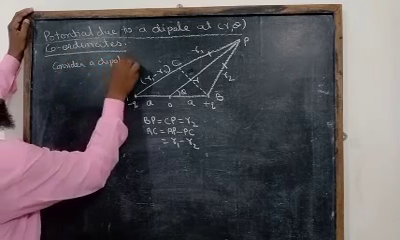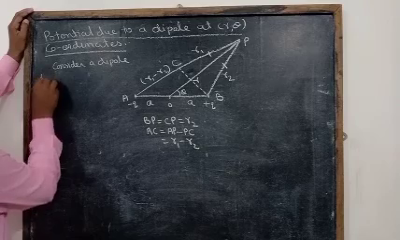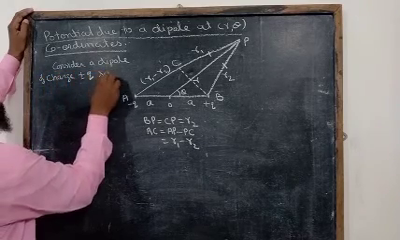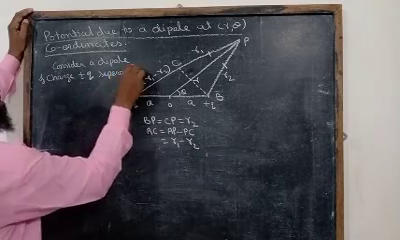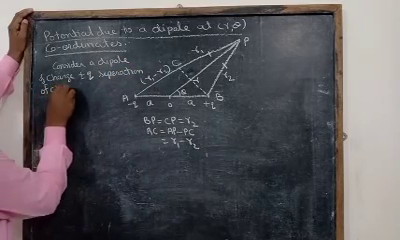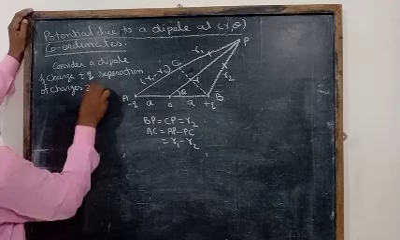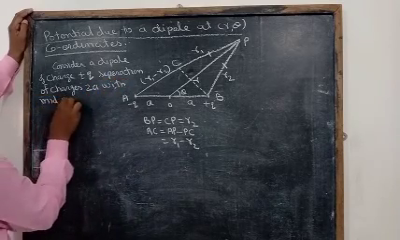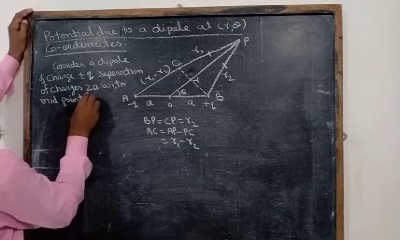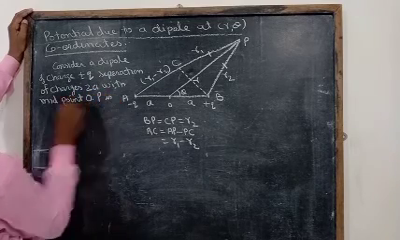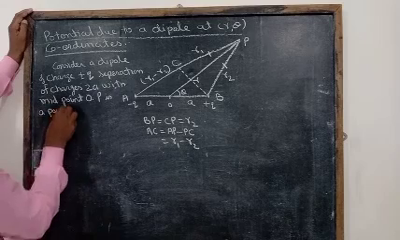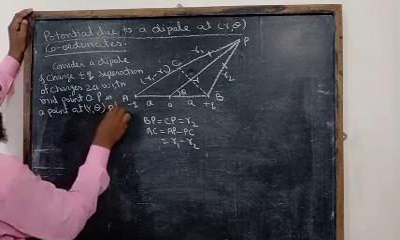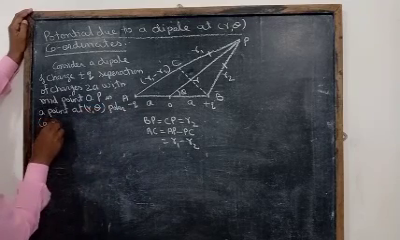Now in this case we consider a dipole of charge plus minus q, separation of charges 2A with midpoint O. P is a point at r, theta polar coordinates.